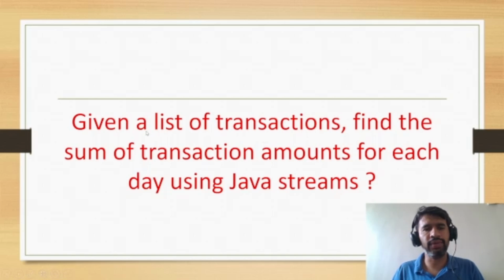It's like we are given a list of transactions. Transaction is a class, and transaction objects are created, giving a list of transactions. We have to find the sum of transaction amounts for each day using Java streams. So maybe we'll see the problem in the editor so that you'll understand better. Let's move on to the editor and see how to do it.